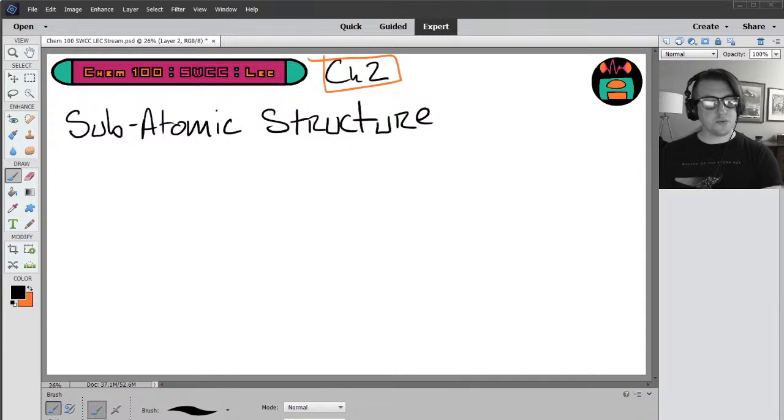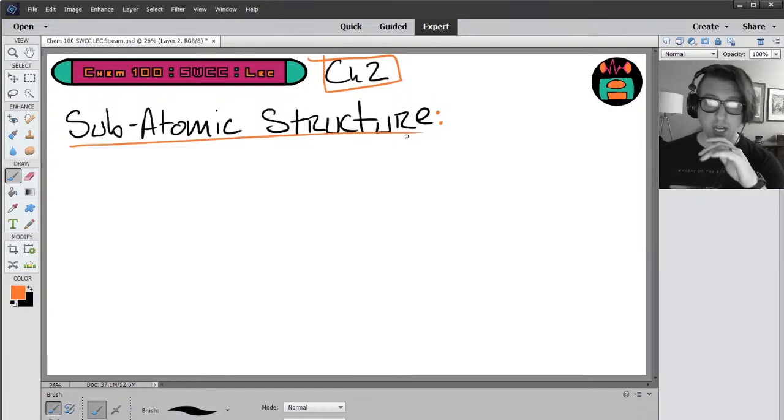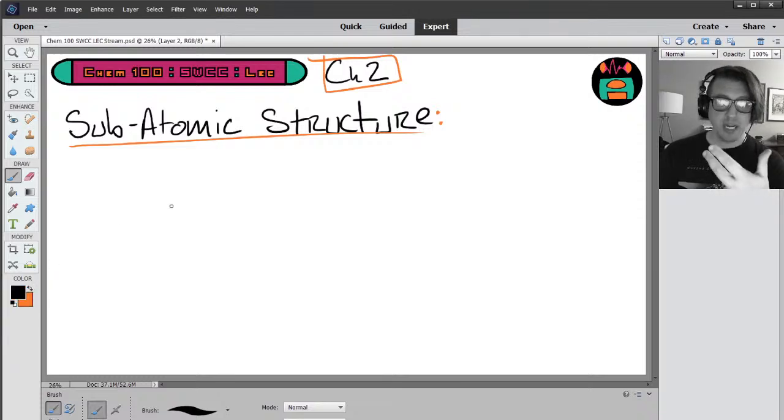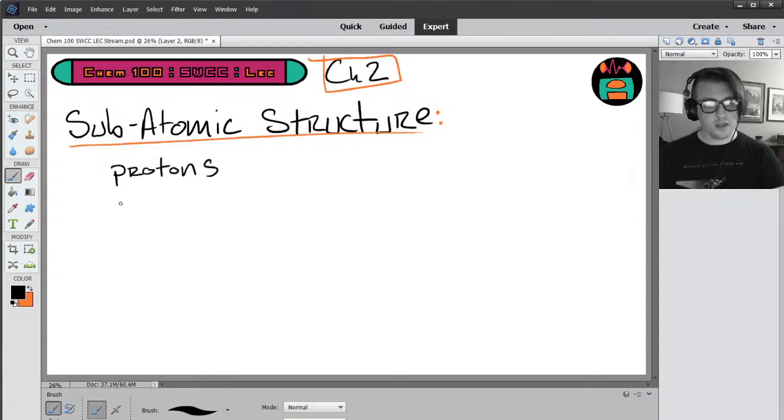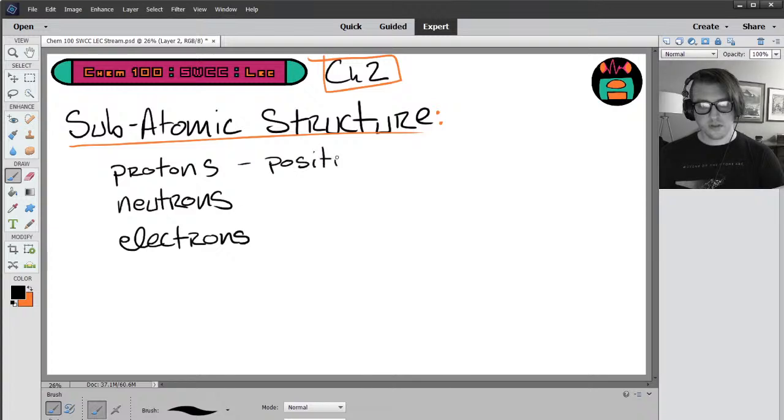All right. So we're gonna start with a brief destruction, Freudian slip, a discussion of subatomic structure. And there are 3 subatomic particles that comprise every atom. You need to be aware of them. There are protons. There are neutrons. And there are electrons. Protons are positive. Neutrons are neutral, hence their name. And electrons are negative.